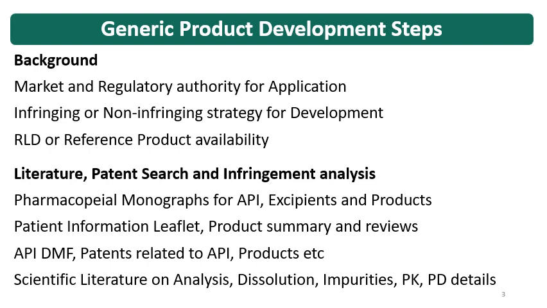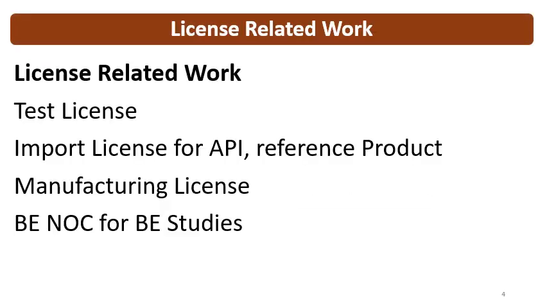So literature search and patent search is the first stage, or first step, of generic product development.